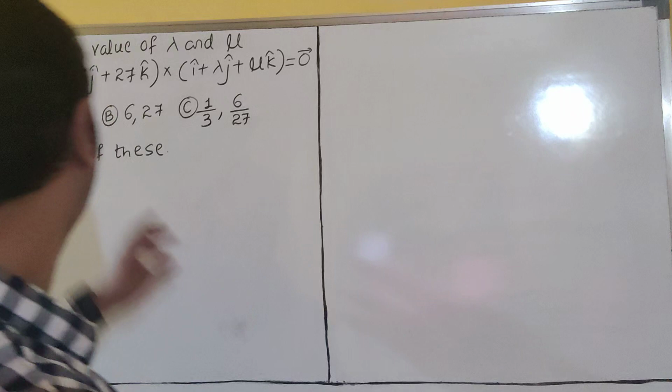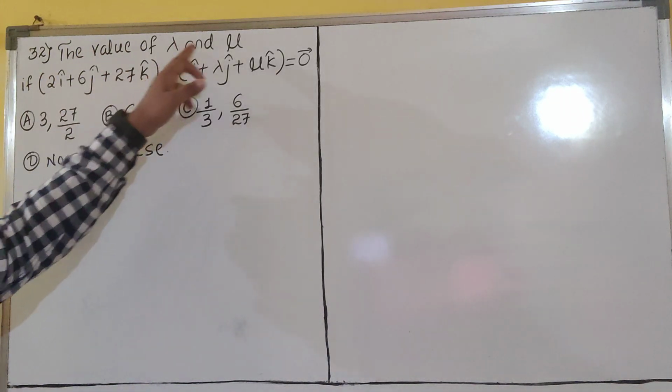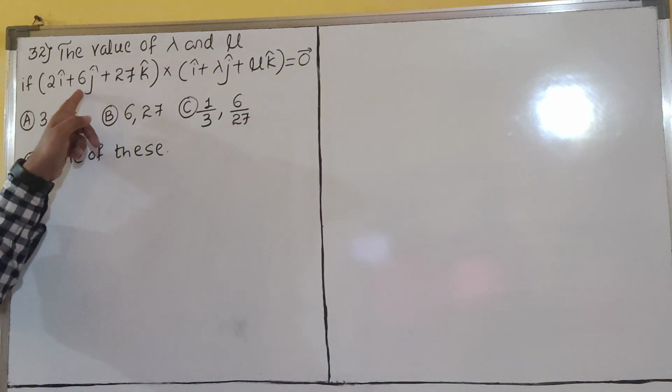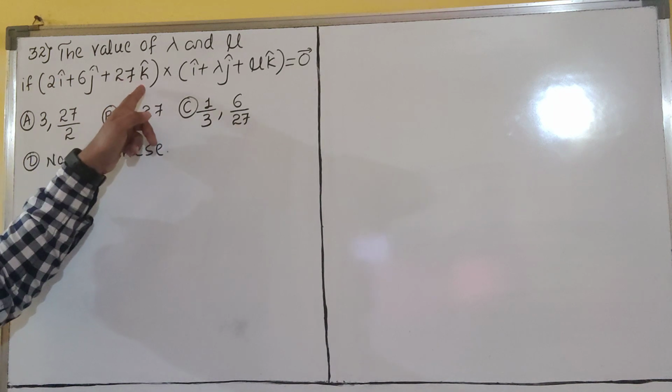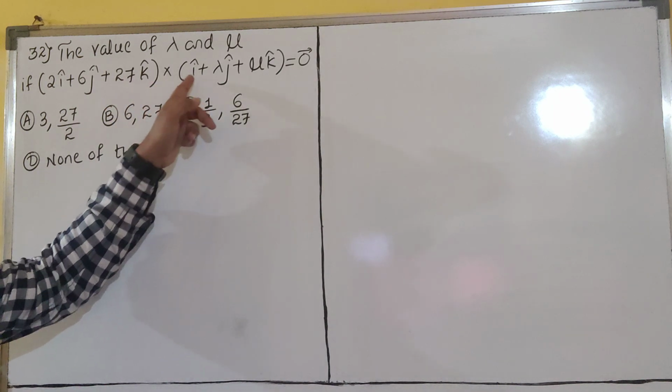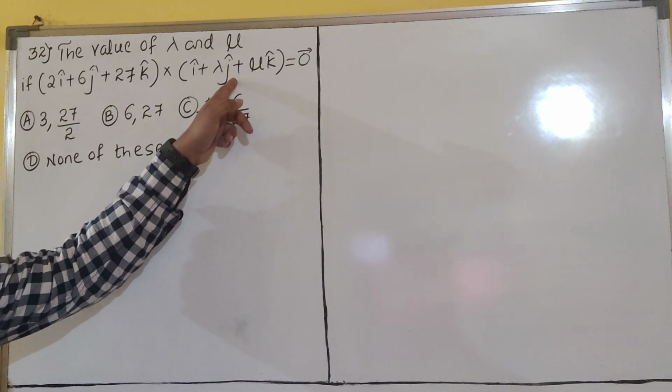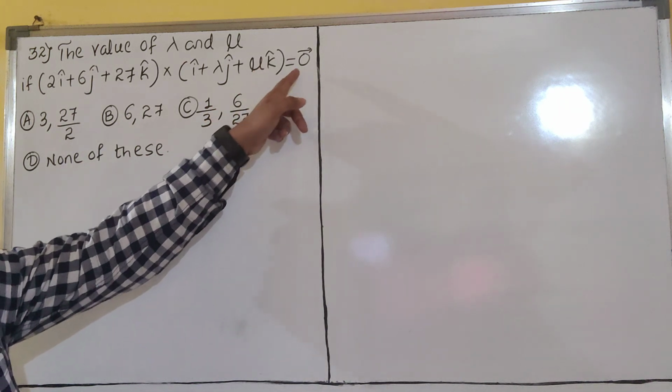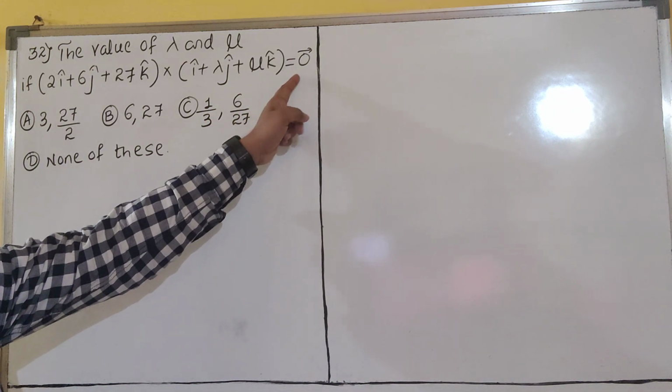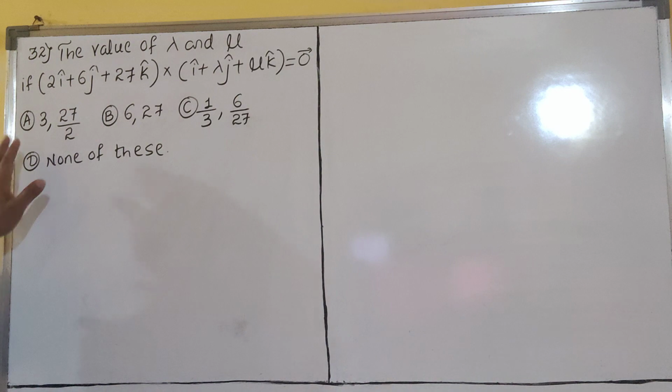Question number 32. The value of lambda and mu if 2 i cap plus 6 j cap plus 27 k cap cross i cap plus lambda j cap plus mu k cap is equal to 0 vector. 0 vector they have given. Then I have to say the value of lambda and mu here. Very easy question, dear students.